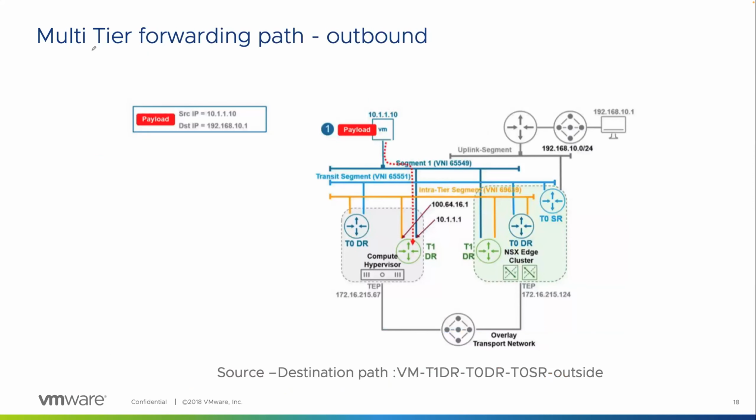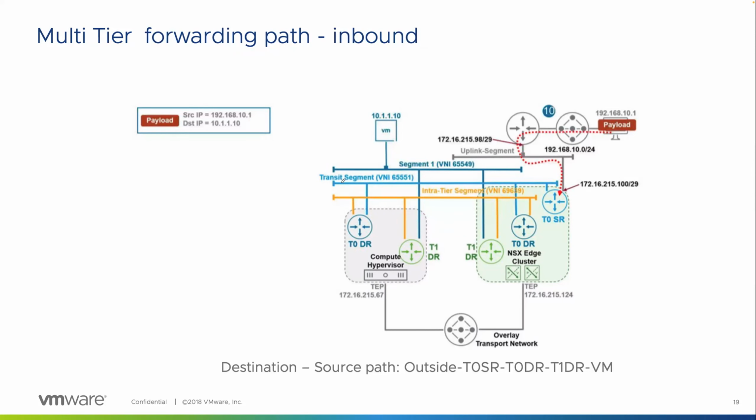And let's walk you through the whole forwarding path, which is under a 2-tier topology. And this is for outbound traffic. That means there's a VM that wants to talk to the outside PC, which is 192.168.10.1. So source will be 10.1.1.10, and the destination will be 192.168. So it is outbound traffic.